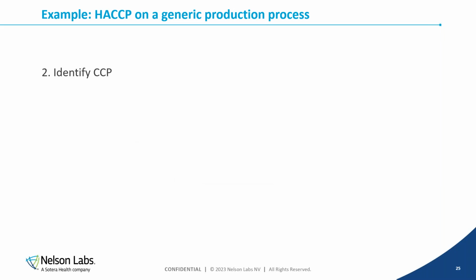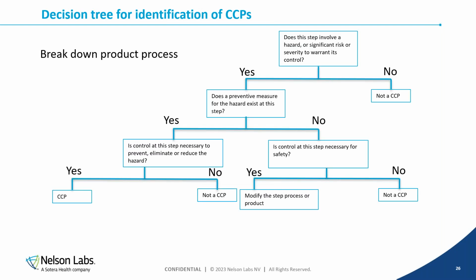Second step is to identify your critical control points. And to do so, you can use this decision tree. What you need to do is break down your production process, and for each individual step, run through these different questions. So, does this step involve a hazard or significant risk or severity to warrant its control?